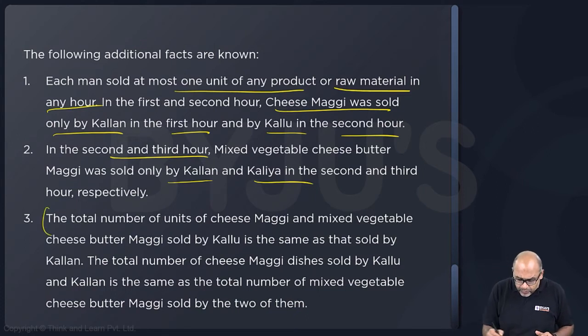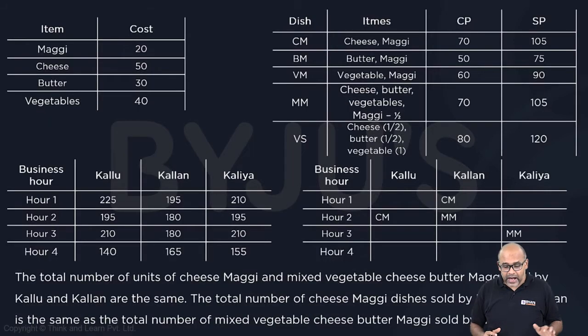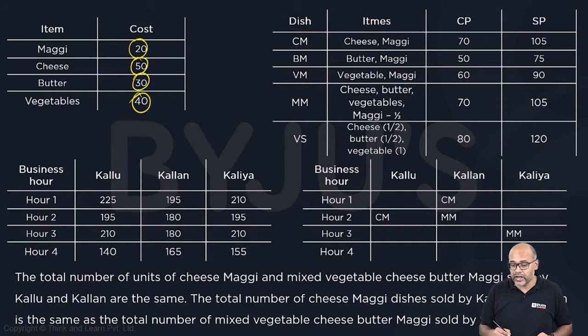And of course, there's one more statement given to you, the number of units of cheese Maggi and mixed veg Maggi. So this is again a long statement. So let's first go ahead and start making these tables. To save some time, I have already made these tables. So you can see Maggi, these are the costs given. Cheese Maggi is one portion of cheese plus one portion of Maggi. So cheese plus Maggi is a total of 70. So that's what it is.